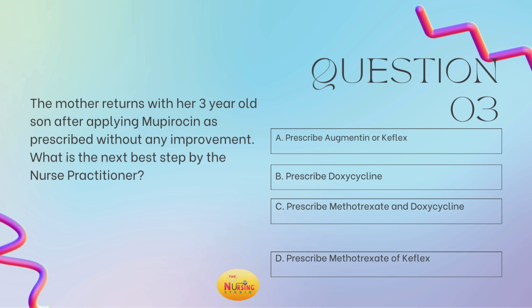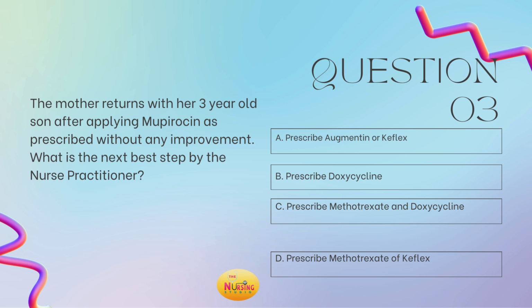The mother has returned with our 3-year-old. This 3-year-old came in with a honey cluster rash. As a nurse practitioner, we diagnosed the patient with mild impetigo. We started treatment with the mupirocin ointment, and now mom is back with her 3-year-old son saying that there hasn't been any improvement. So what are we doing now?